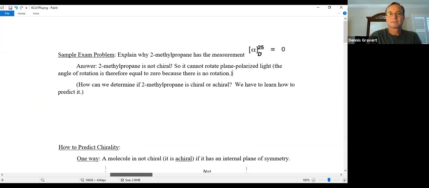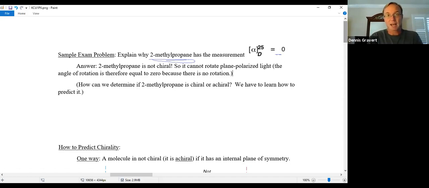Alrighty, so come back to that test question. How do we explain, or how do we predict, that 2-methylpropane is not chiral, it's achiral? And if you know it's achiral, then you can predict what the value will be. It has to be 0. It can't rotate plane polarized light. It must be chiral in order to do that. Okay, turns out there are 2 ways of doing it. I need you to know both ways. One way is going to be more popular and more useful, but it doesn't work all the time. So you need both methods.